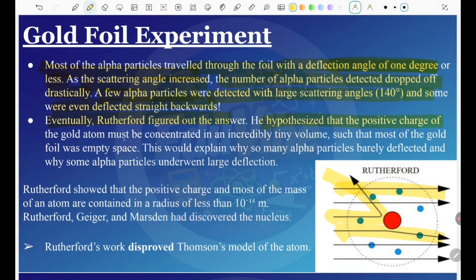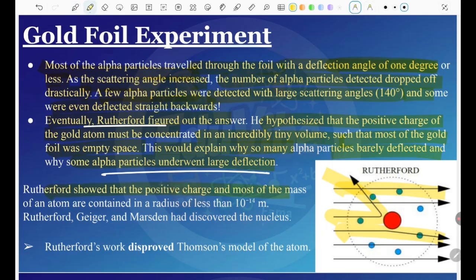So eventually Rutherford figured out the answer. His hypothesis was that the positive charge of the gold atom must be concentrated in a tiny volume, such that most of the gold foil was empty space. This would explain why so many particles were barely deflected, and only a few underwent large deflection. So Rutherford figured out that most of the space in the atom is empty, but there is something at the center of the atom which causes the deflection.